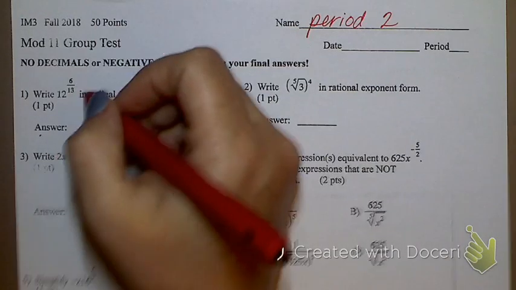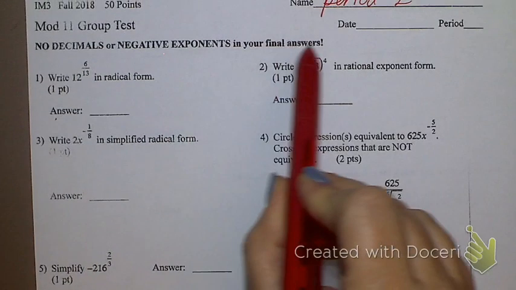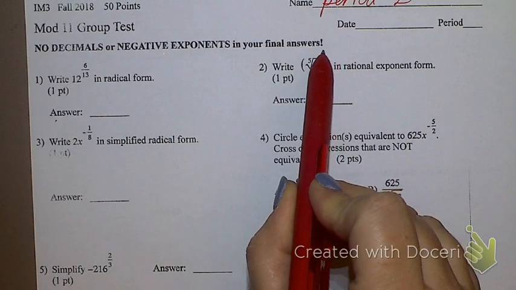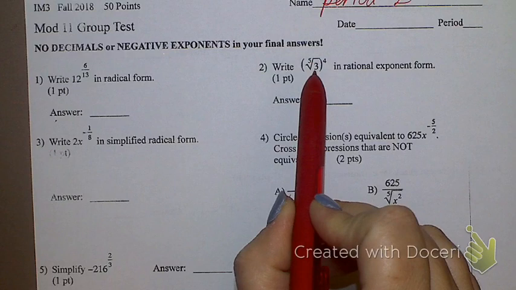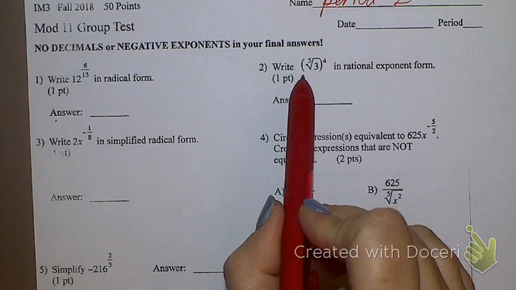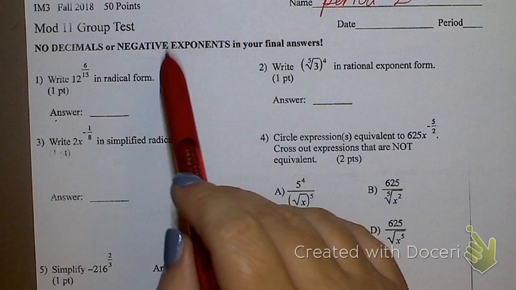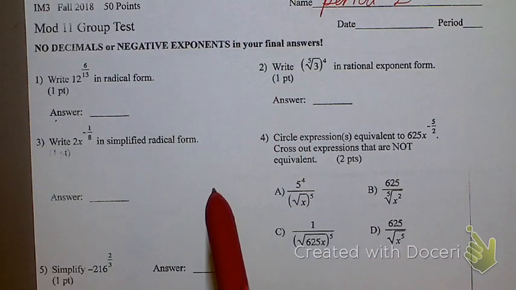Mod 11 group test. No decimals or negative exponents in your final answers. That goes for all problems on the test. No decimal answers. If you get something that's a decimal, I would prefer you leave it as a fraction, as long as that fraction is reduced. And no negative exponents in any answers.